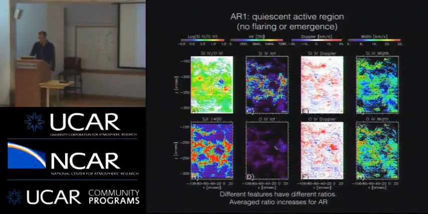For example, in the umbra, we can see really low ratios, and in the penumbra, the ratios are much larger. Clearly we see things that have different ratios. And in addition to that, on average, we are getting much larger ratios than in the quiet sun.